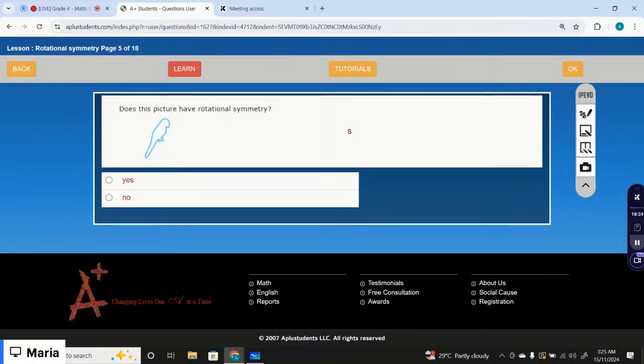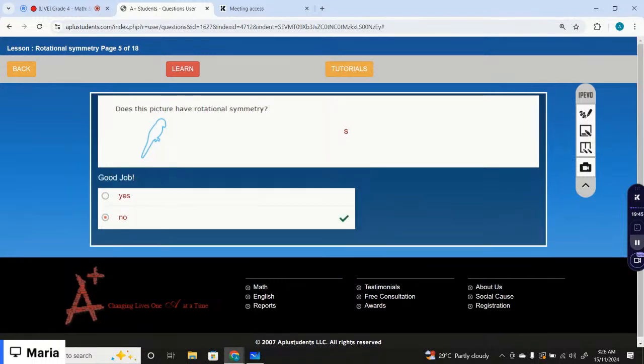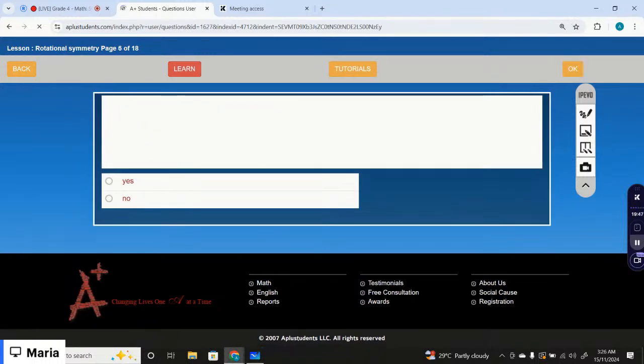Does this picture have rotational symmetry? The correct option is no, it doesn't have rotational symmetry. Option number two is the correct option. Does this picture have rotational symmetry?